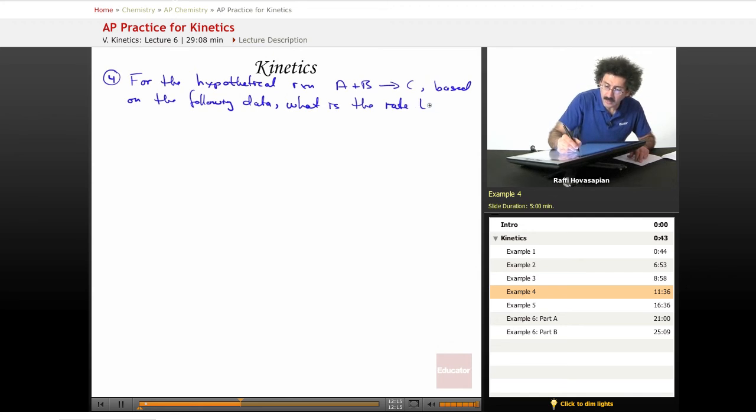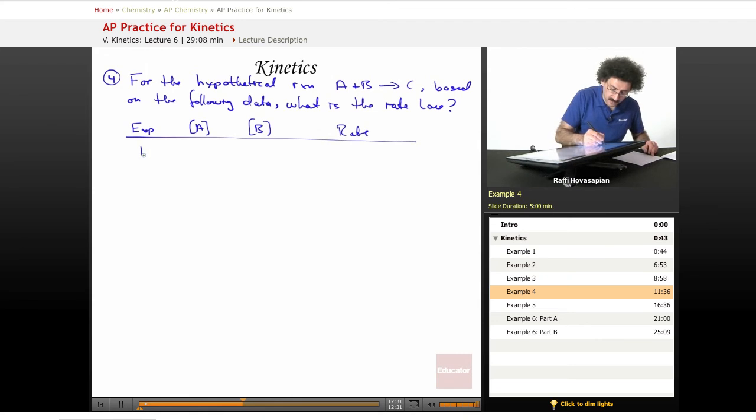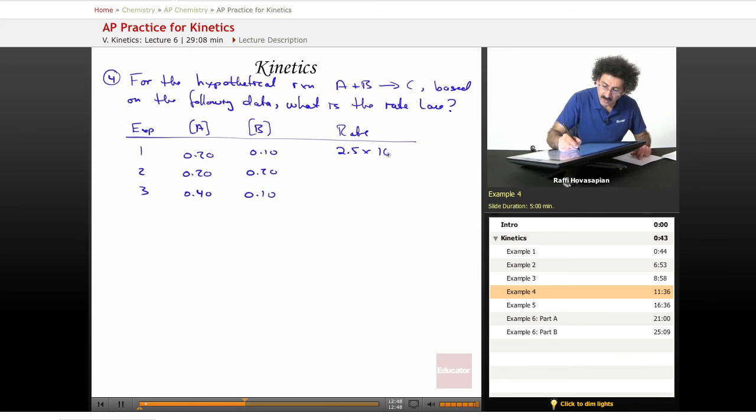Okay, so they give you some data: experiment, the concentration of A, the concentration of B, and then the rate. Experiments 1, 2, 3: 0.20, 0.20, 0.40 for A; 0.10, 0.20, 0.10 for B; and the rates are 2.5 times 10 to the negative 2, 5.0 times 10 to the negative 2, and 5.0 times 10 to the negative 2.